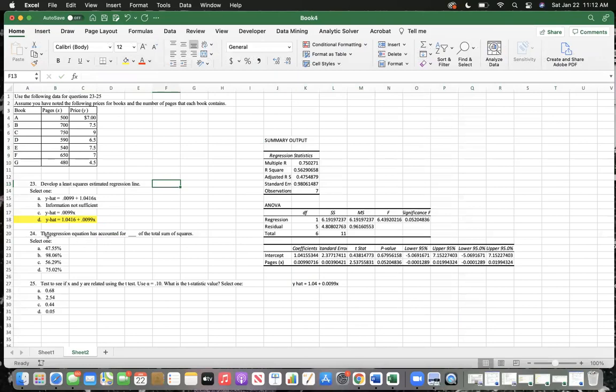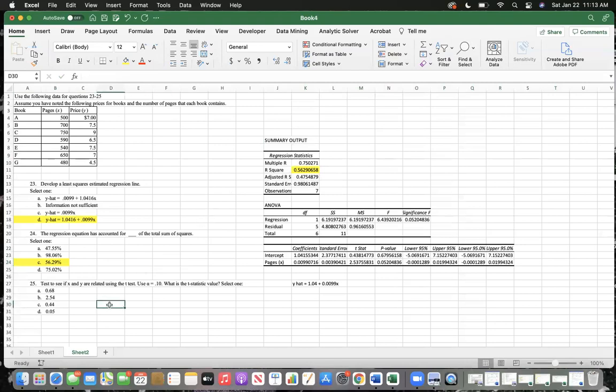The next question is saying the regression equation has accounted for blank of the total sum of squares. This is relating to the r squared value. So all we have to do is look at the r squared value right here. So it's 0.5629, so 56.29%. See. This also measures how good of a fit your data is.